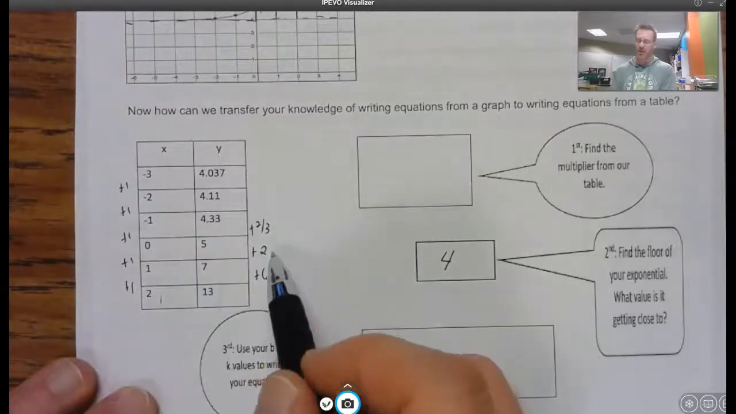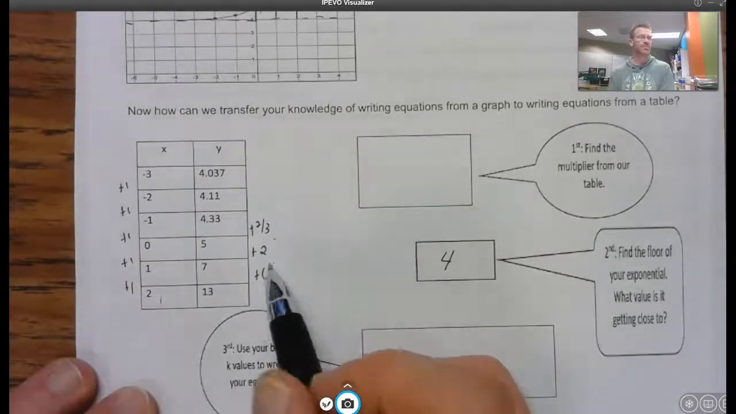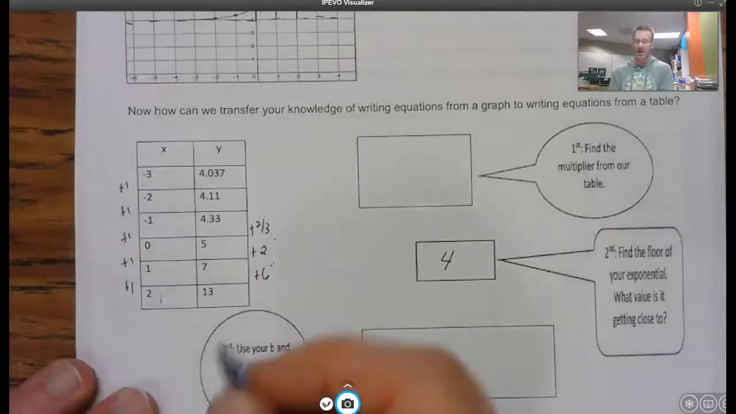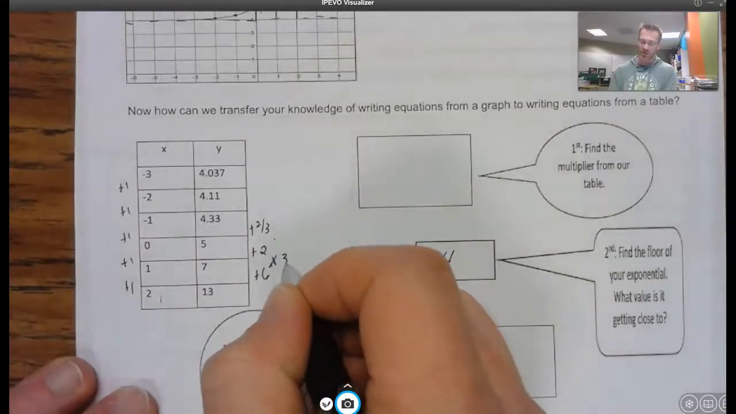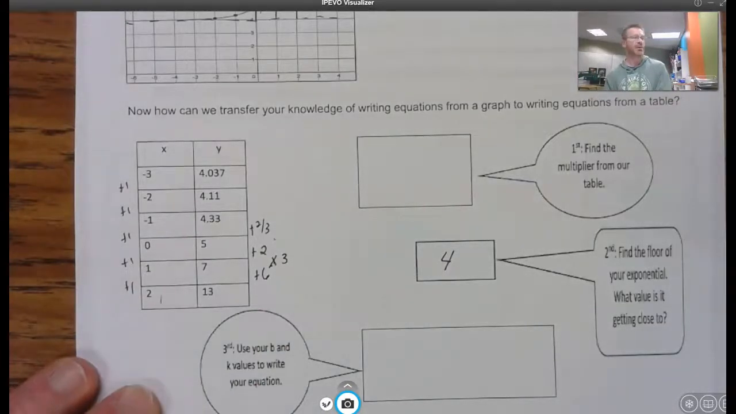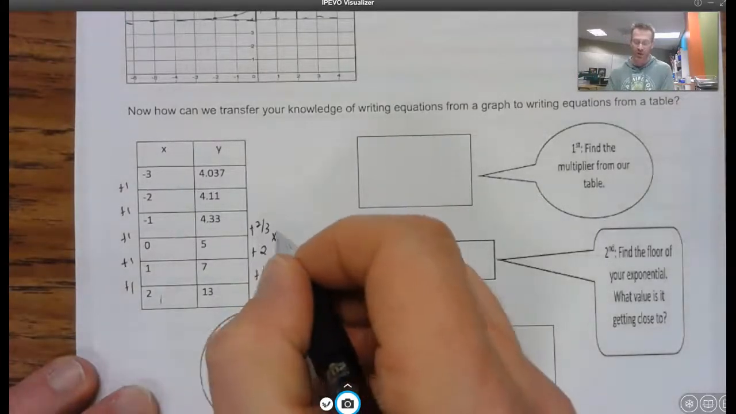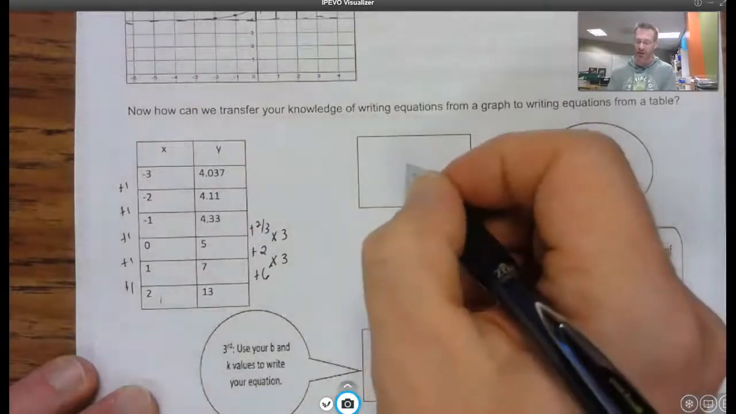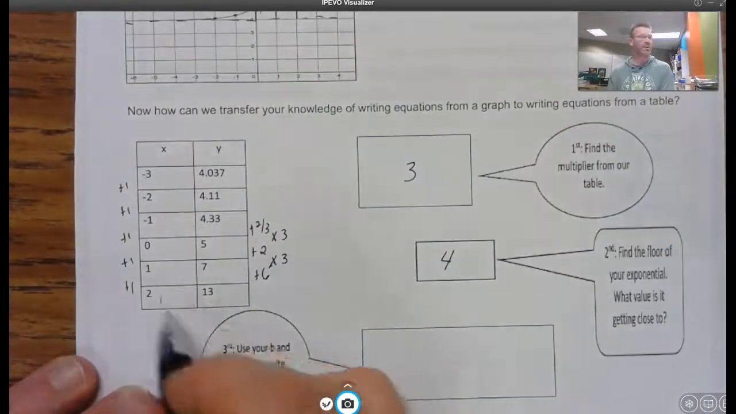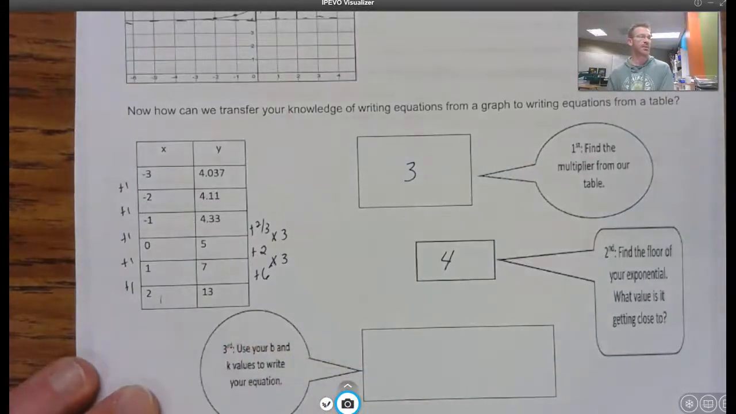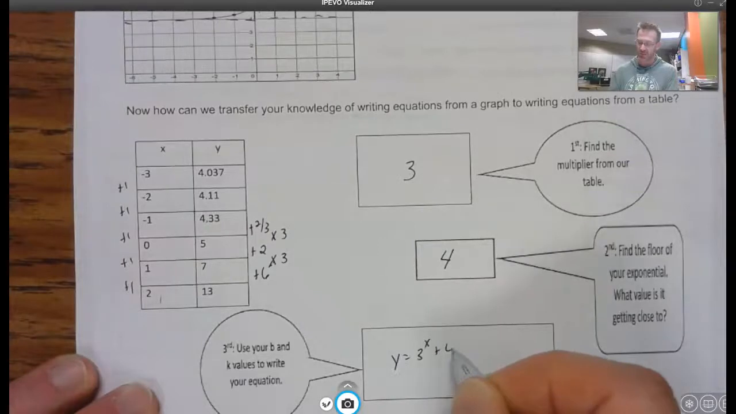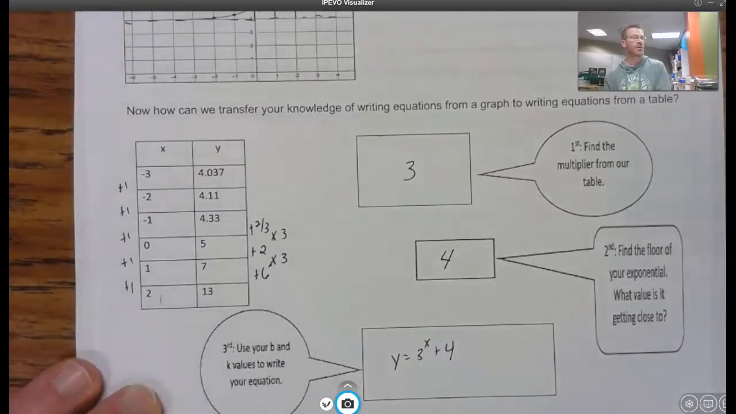And notice they're not increasing by the same amount, which means it can't be quadratic. And so now I'm going to look for that multiplier. And this is where knowing your functions helps you. So 2 times 3 is 6. Well, 2/3 times 3 is also 2. So I can see that my multiplier is 3. And hopefully we'll give you a little bit more in the tables to make that a little bit more clear for you. And then once again, we just take that information and write it into our equation.